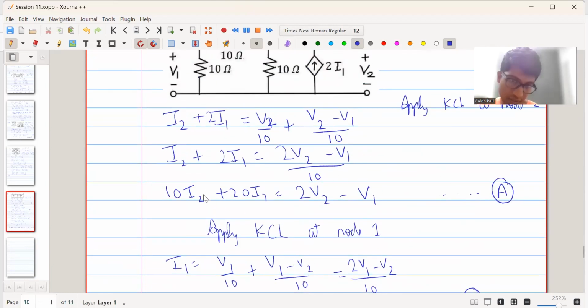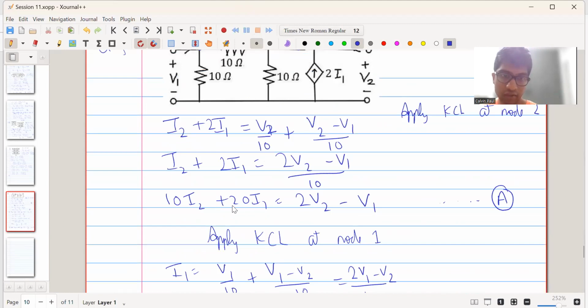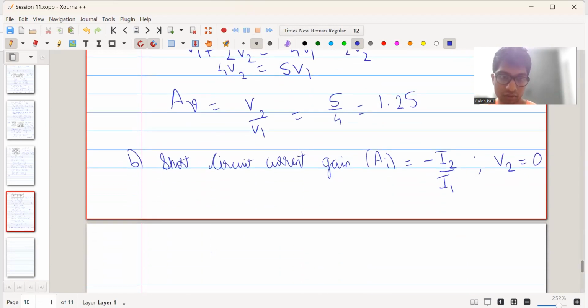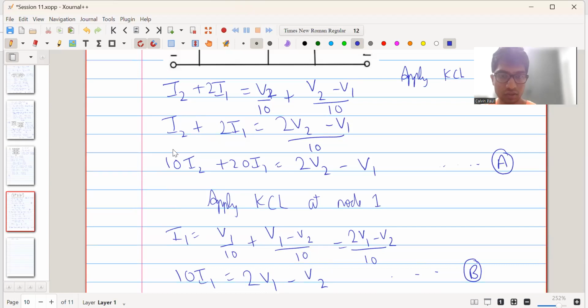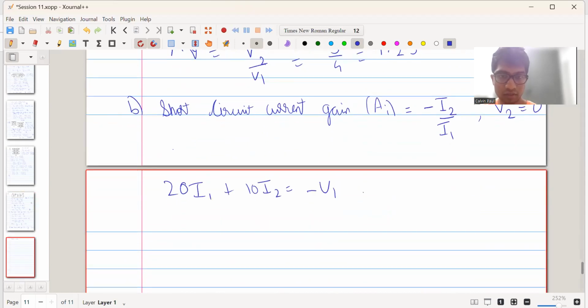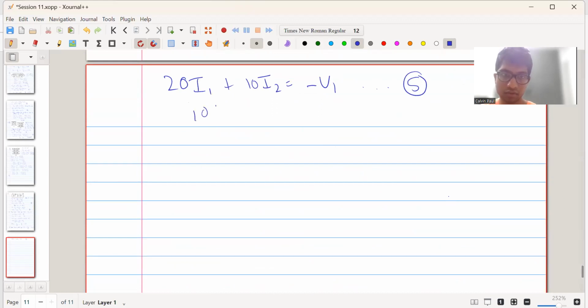When we apply it to equation A, we get 10I2 plus 20I1 is equal to minus V1. This is equation 5. Similarly, when we apply V2 equal to 0 to equation B, we get 10I1 is equal to 2V1. So we get V1 is equal to 5I1.